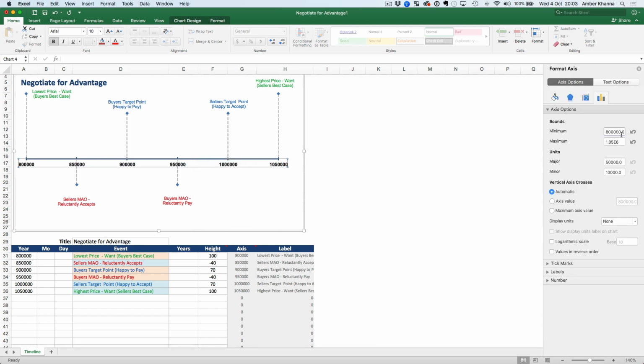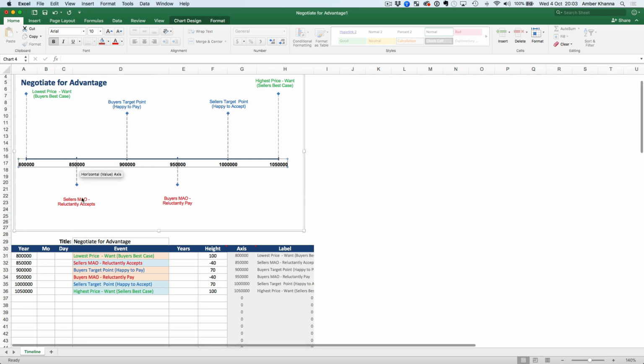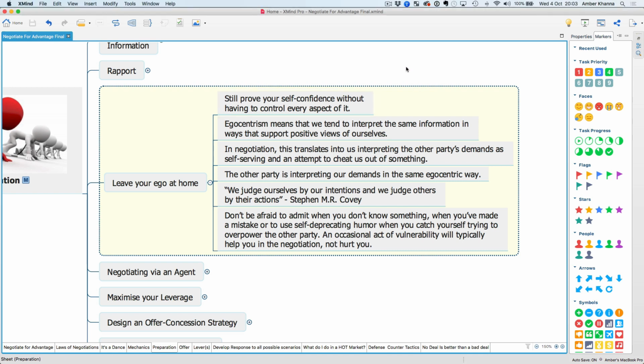So remember that. Now, I don't remember all of these things all the time, but every time I go through and I'm taking a class or I'm creating a video, it actually refreshes what I already know. And then for a few days, I pick out a few things and I start using them every day. So leave your ego at home. Still prove your self-confidence without having to control every aspect.